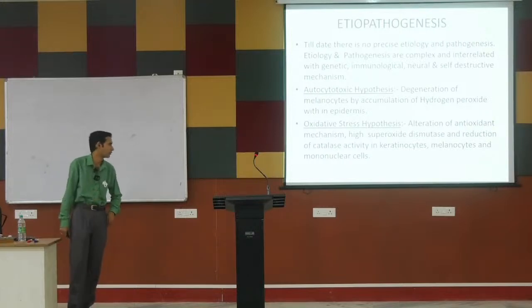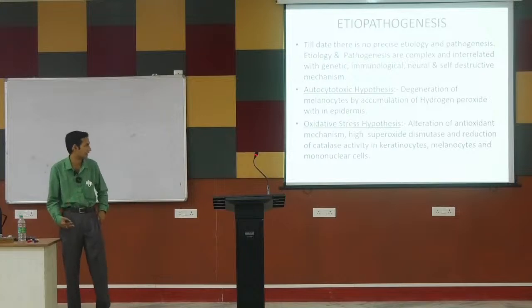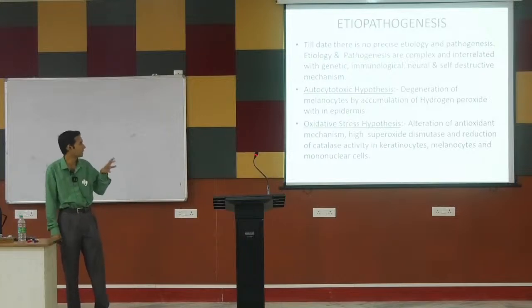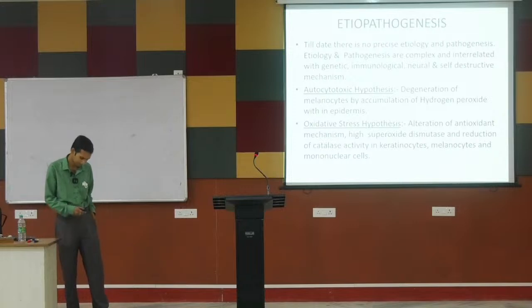There are other hypotheses also, that is the self-destruction theory. Whatever may be the cause, the most important cause is the autoimmune hypothesis and autoimmune destruction, which leads to the destruction of the melanocytes, leading to complete depigmentation.